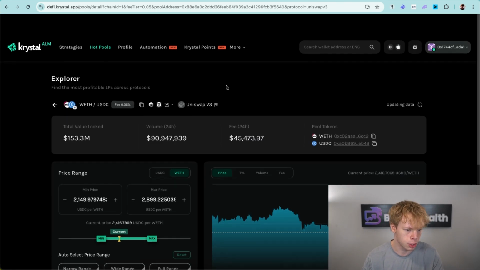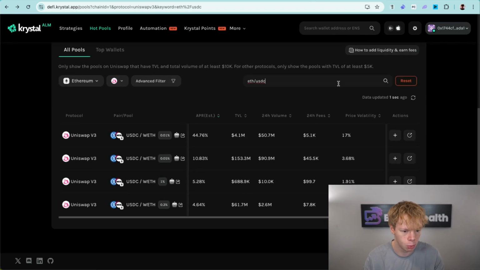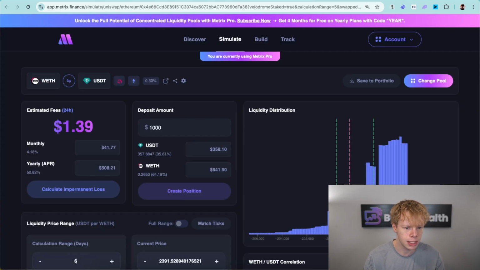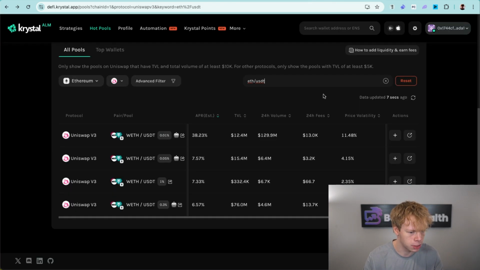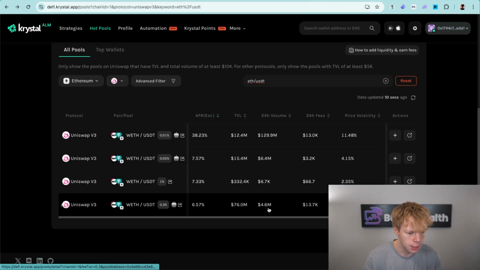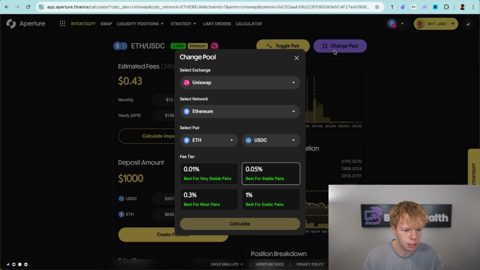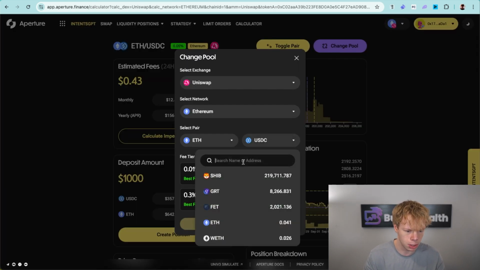And if we dive over into Krystal, we want to pull up that same exact pool. We'll just have to search Ethereum to USDT. This one is once again on the Ethereum network still, and that is on the 0.3% fee tier. And then we'll do the same exact thing over on Aperture where we select Ethereum to USDT.